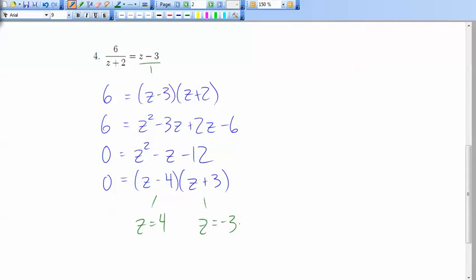Now, all along, we should very carefully check our solutions. If we plug z equals 4 into the original equation, we'd have 6 over 6 on the left, which is 1. And on the right, we'd have 4 minus 3, which is 1. Left-hand side is equal to right-hand side. z equals 4 is a solution. If I try z equals negative 3 in the original equation, I get 6 over negative 1 is negative 6. And I get negative 3 minus 3, which is also negative 6. So that also checks.